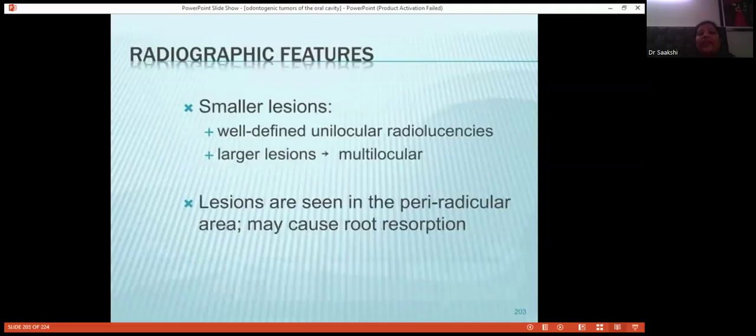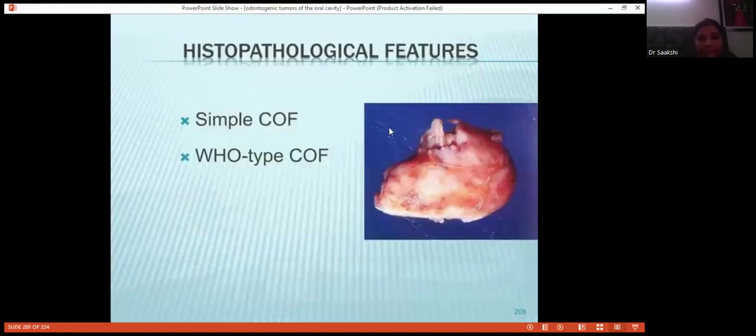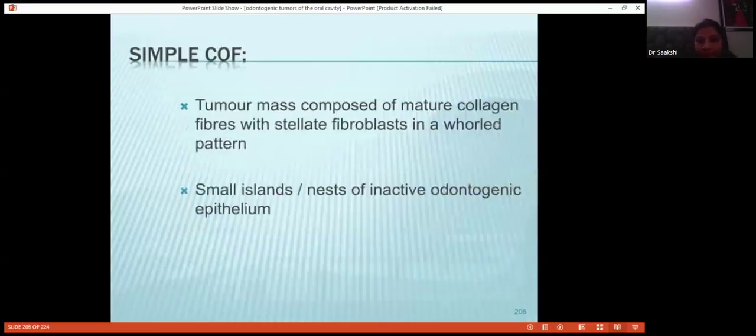Now, radiographically, if the lesion is smaller, you will see a well-defined unilocular radiolucency. If the lesion is larger, it is a multilocular lesion. Now, lesions are in the periradicular area, which may cause root resorption. You can see here, near the third molar in the mandible, a proper radiolucent area. Now histologically it is similar to your COF.